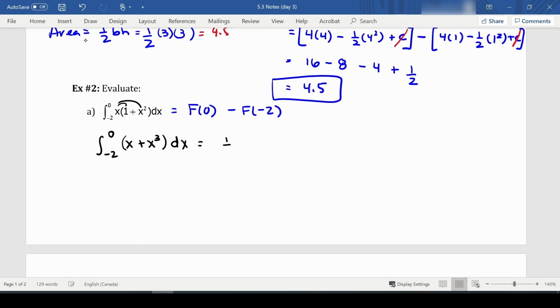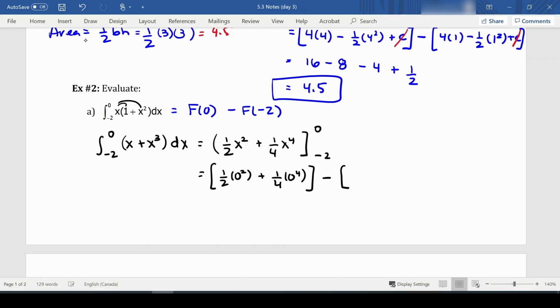This is going to give me 1/2 x squared plus 1/4 x to the 4th. I don't need my plus c because I'm evaluating a definite integral. And I'm evaluating this from -2 to 0. F of 0 is going to be 1/2 times 0 squared plus 1/4 times 0 to the 4th. F of -2 is going to be 1/2 times -2 squared plus 1/4 times -2 to the 4th.